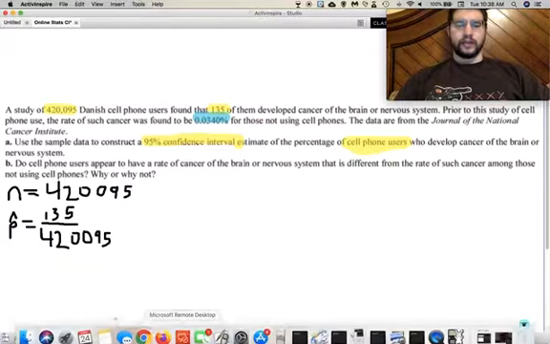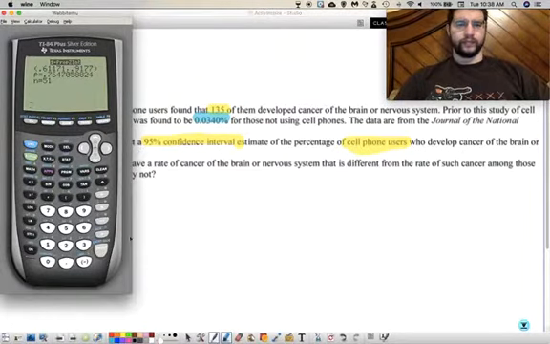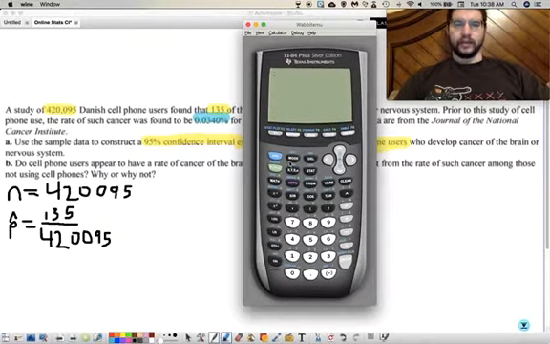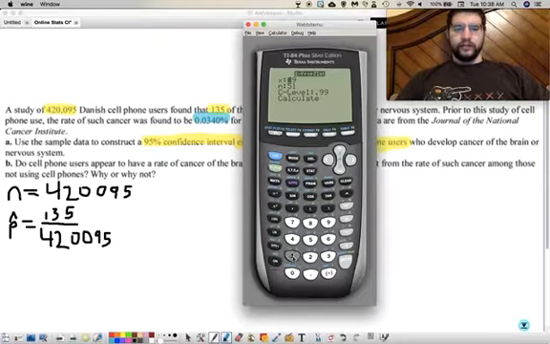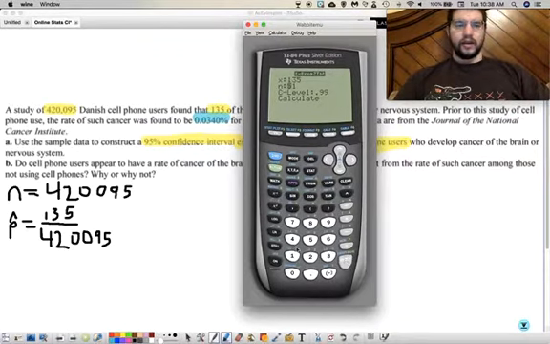And if you're a TI user, you're done. Just type it in. So I'll show you that. Clear it. So we go to Stat, Tests. Quickly go the other way. One prop Z interval. This time X is 135. And N is 420,095. And we want that 95% confidence interval this time.